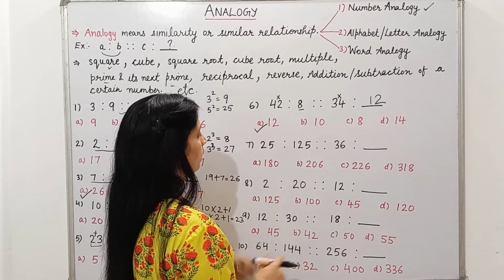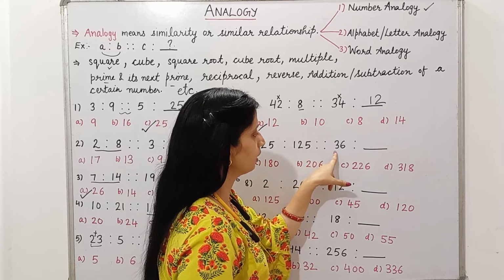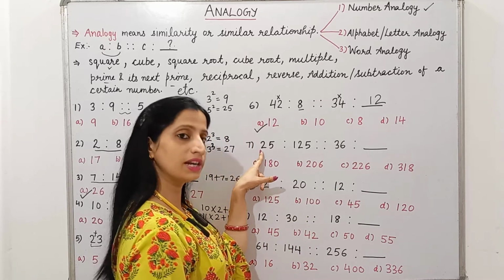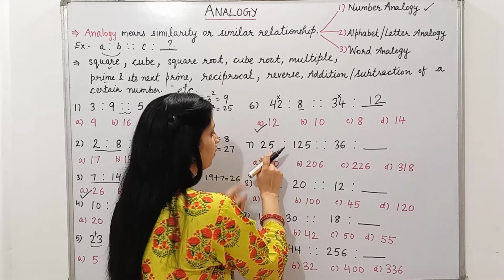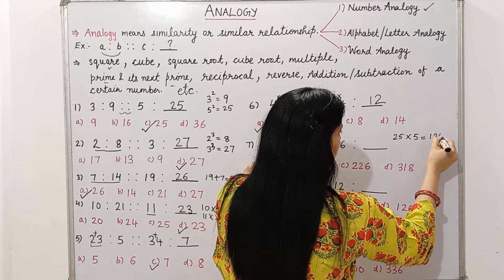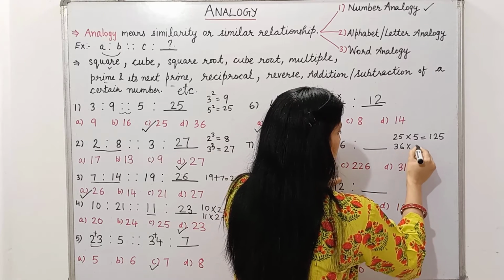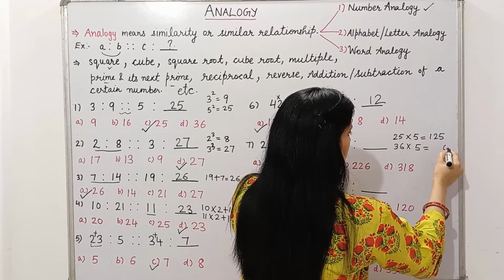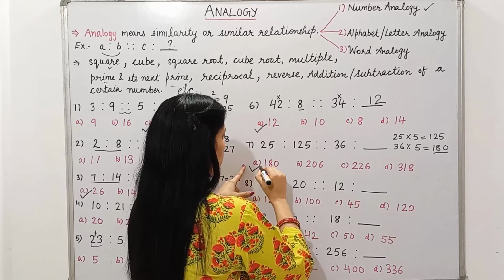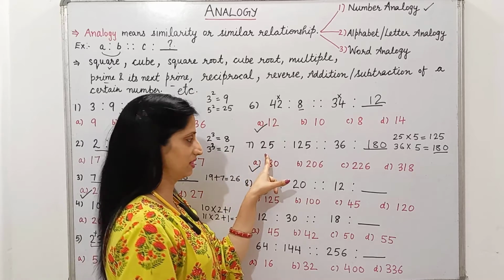Let's write 12. Next is 25 is to 125, related in the same way to the 36 is to dash. So it's very clear. By which number we will multiply 25 to get 125? If we multiply 25 by 5, we will get 125. Okay. Similarly, we will multiply 36 by 5. So let's multiply: 5 6s are 30, and 5 threes are 15, plus 3 is 18. 180. So our answer will be 180. Okay. Here this number is a multiple of the first number.